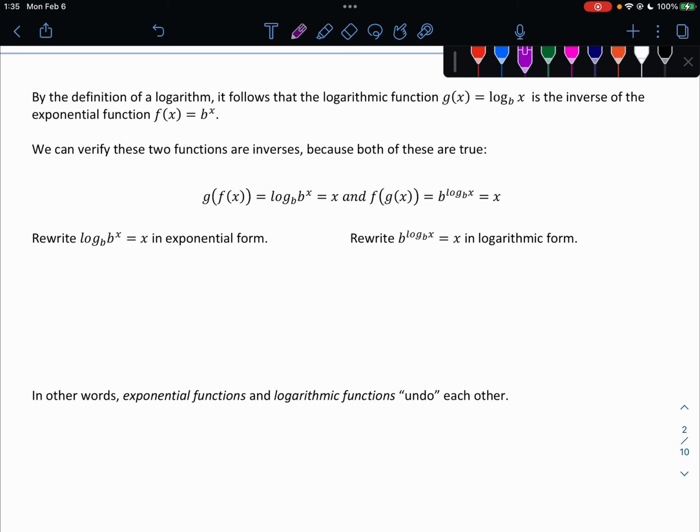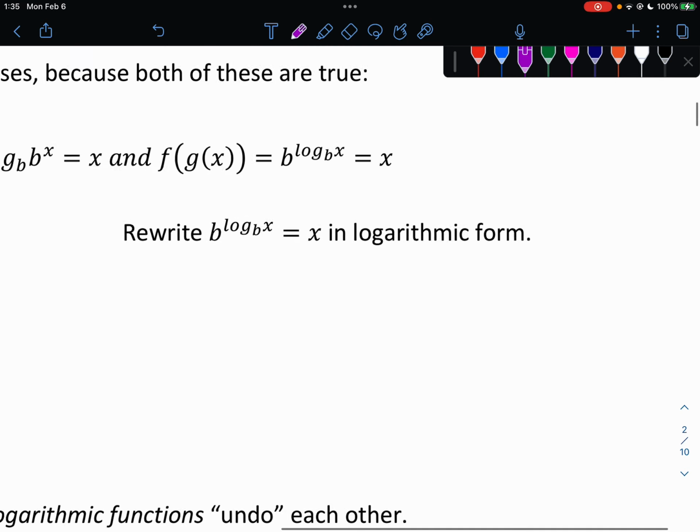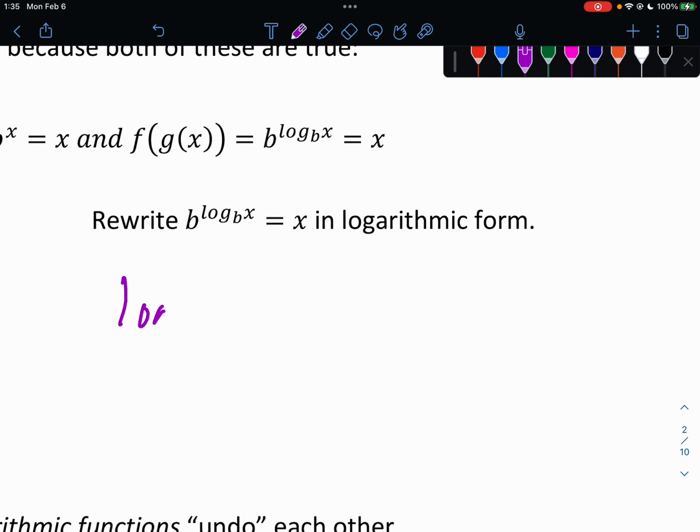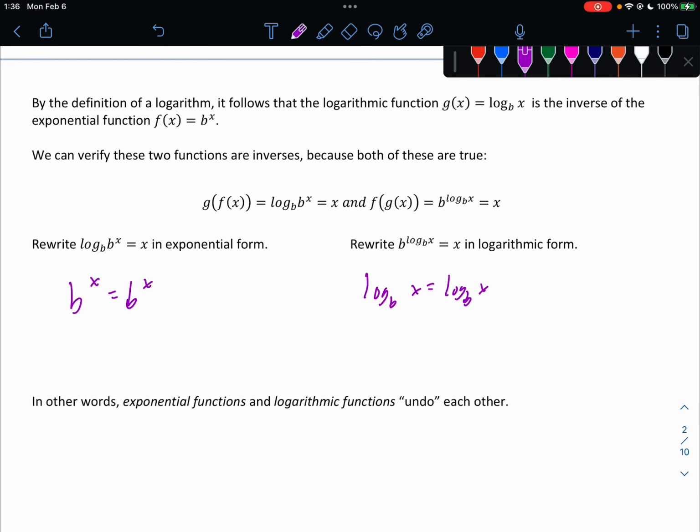Well, let's rewrite both of these in the other form. So this one would be the base b to the x equals b to the x, which is true. And this one would be log base b of x equals log base b of x, which of course is true. So these 2 functions undo each other, and therefore they are inverses of each other.